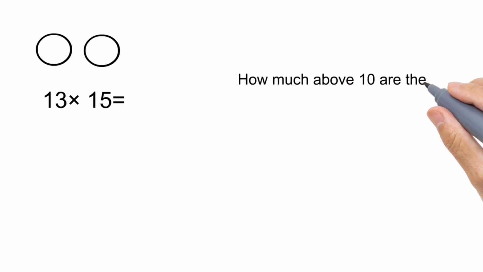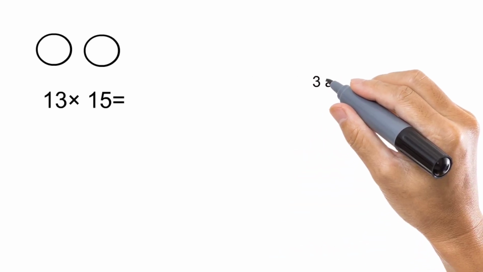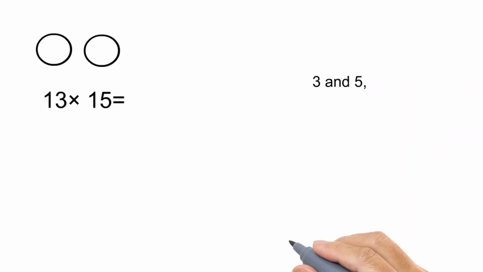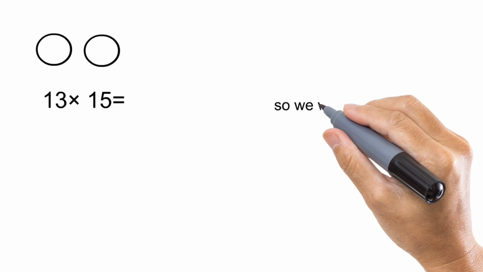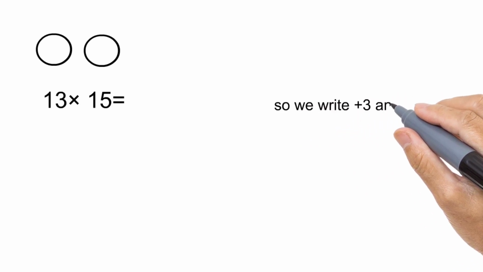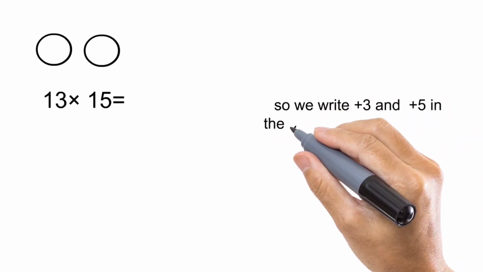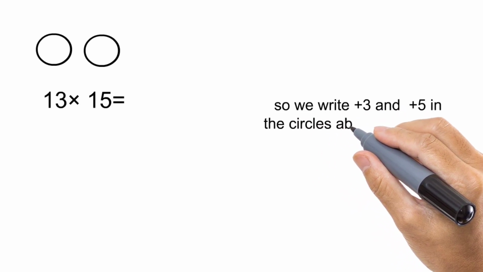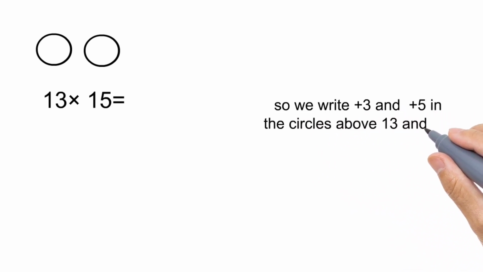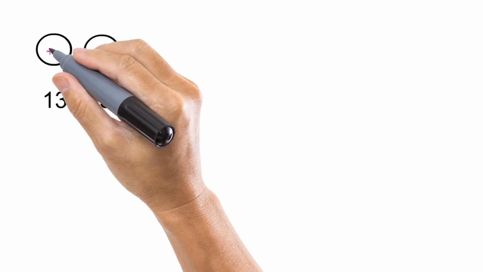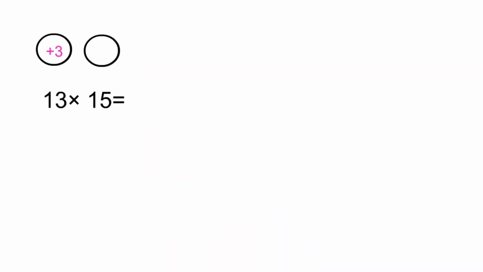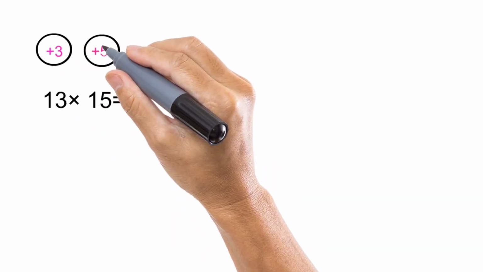How much above 10 are they? 13 is more than 10 by 3 and 15 is more than 10 by 5. So, we have to write plus 3 and plus 5 in those two circles.